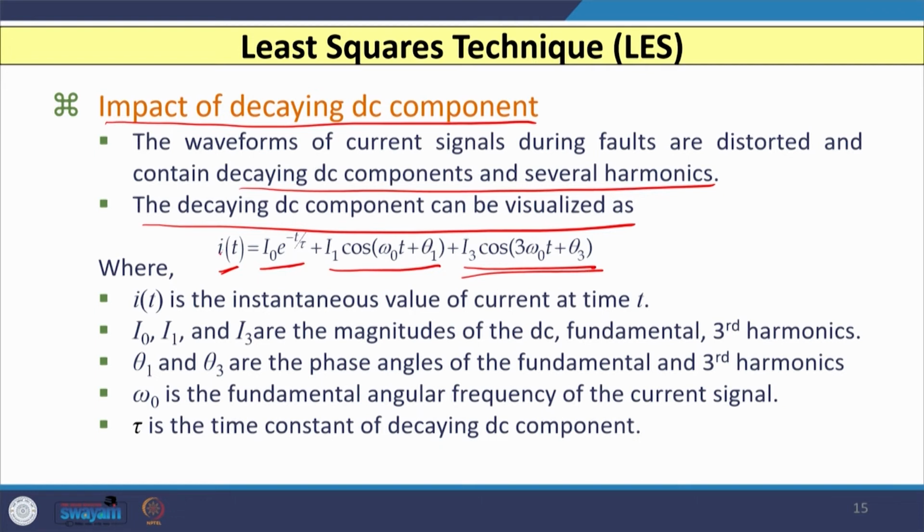So your I t is nothing but the instantaneous value of current, which changes with time. I 0, I 1 and I 3 are the magnitudes of the DC, fundamental and third harmonic components, and theta 1 and theta 3 are the phase angles of the fundamental and third harmonics respectively. Omega 0 is the fundamental angular frequency of the current signal.